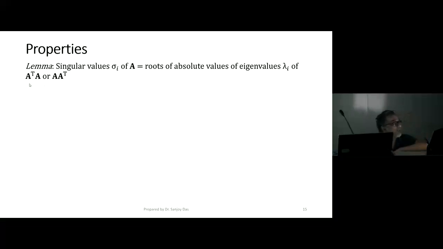So what would happen is, which one of these two is the bigger one? A A transpose is bigger, right? So it would have all the eigenvalues of A transpose A, but the additional eigenvalues would be a bunch of zeros because they have the same rank. Okay. So the singular values sigma i's are square roots of the absolute value of the lambda i's of either A transpose A or A A transpose. Okay?